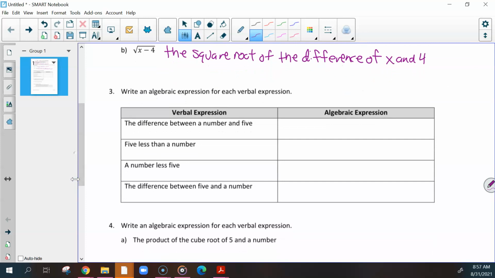Okay. I'm going to fill this out. You see if yours matches. The difference between a number and 5 is x minus 5. 5 less than that number means 5 comes to the end, so this is again x minus 5. A number less 5 is literally just that, a number less 5. And then the difference between 5 and a number, I'm doing it right as the order says, so 5 and a number. So 3 of them should have been the same, and then that last one was different.